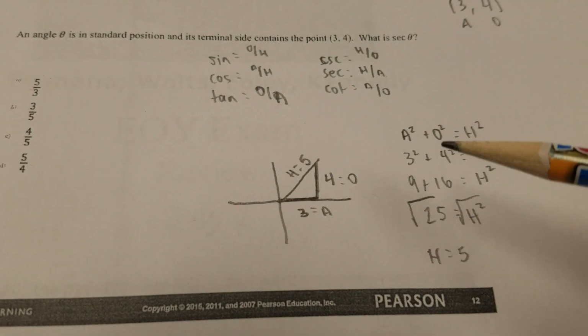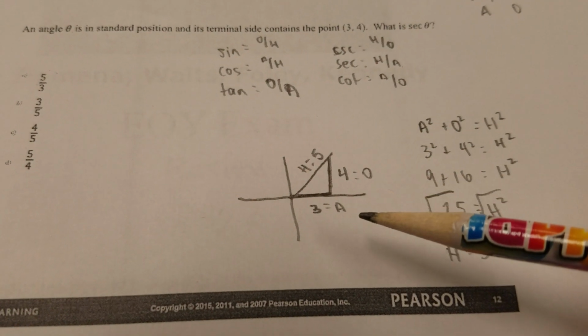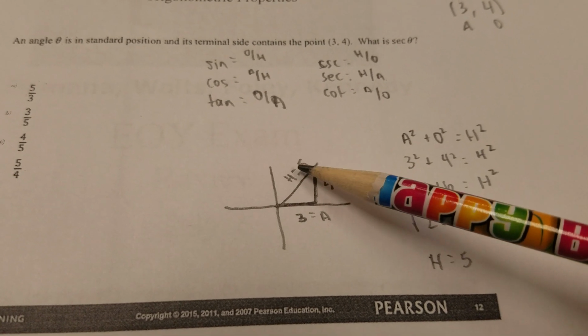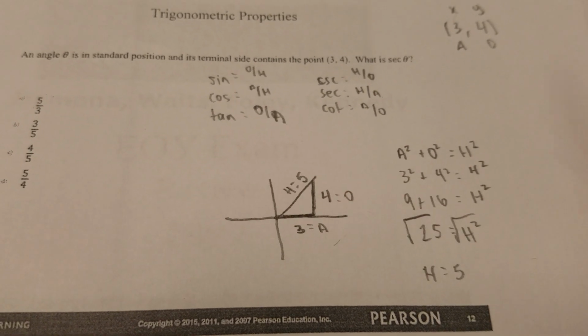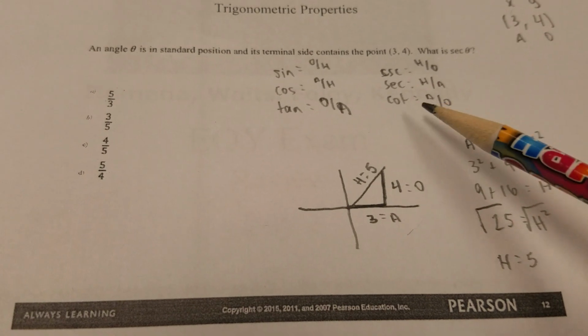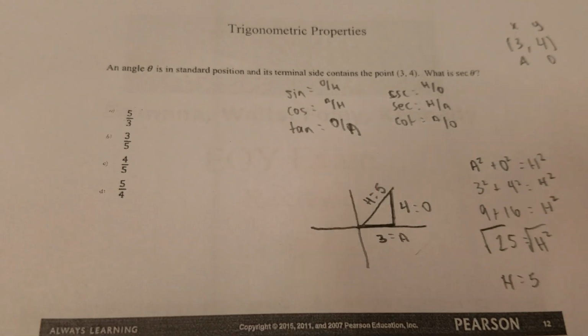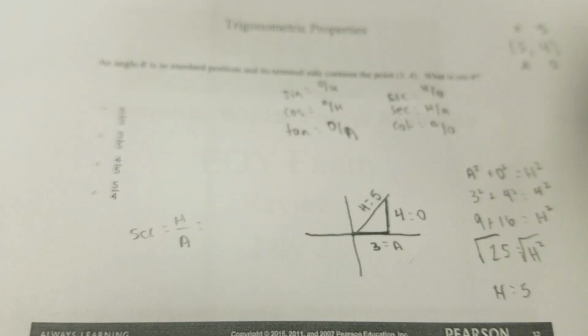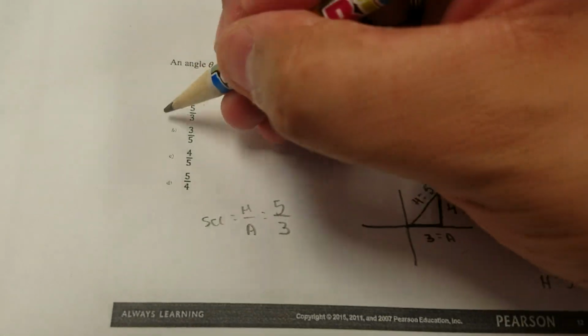And you can just go ahead and start memorizing this, guys. This comes up in the ACT, and it's always just showing up. If you have 3 and 4 for the sides, the other side's always 5. 3, 4, 5 triangle. So they want to know secant, which is H over A. My H is 5. My A is 3. My answer is A.